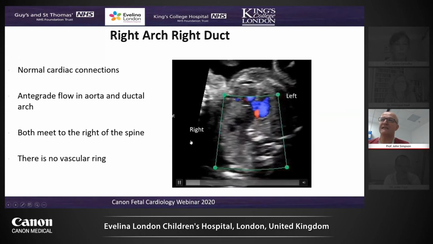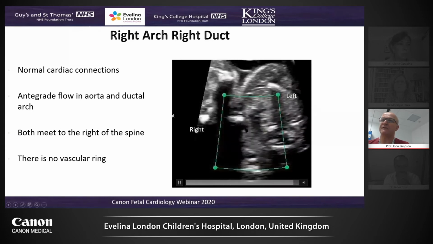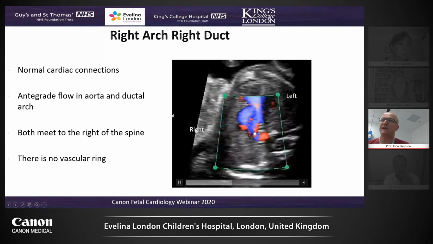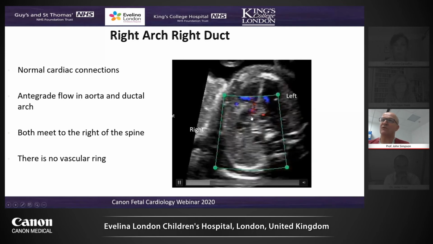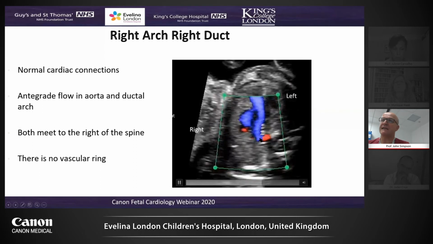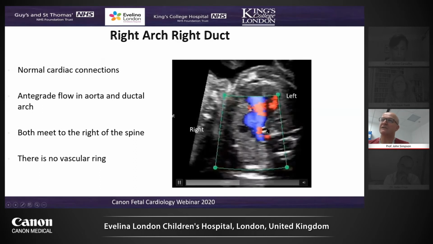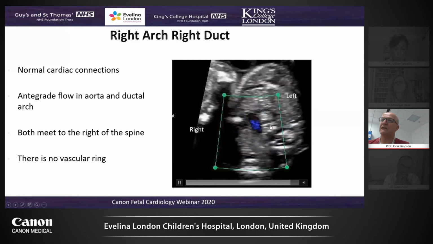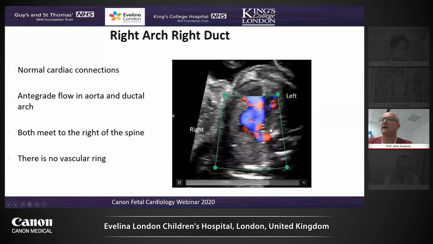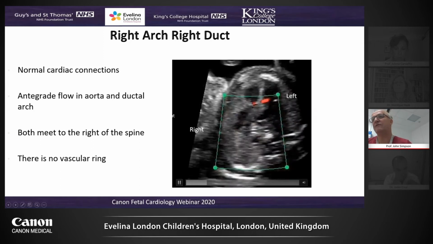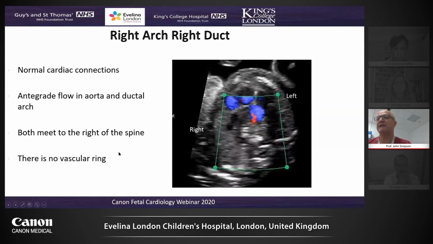So this is the right of the fetus, the left of the fetus, and in this example, there is a right aortic arch as we come up here. And there's also a right-sided duct. So this is the right arch and right duct, and you'll see that the trachea is not between these vessels. So in this example, right arch and right duct, there is no vascular ring because the trachea is not encircled by these vessels.